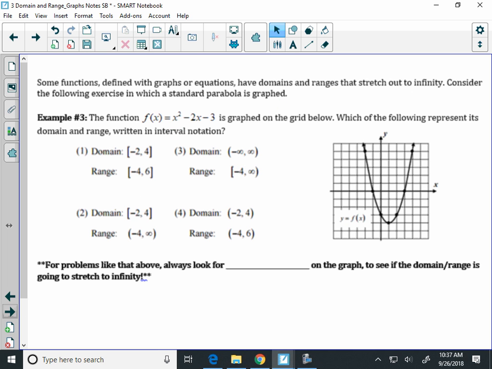Alright, let's look at the next one here. This is multiple choice. It says some functions have domains and ranges that stretch to infinity. Now it's hard to see on this graph, but there are actually arrows on the end of the graph. I would darken those in on your paper. Now when I have an arrow, that means your graph goes on forever and doesn't stop. So problems like this, you always want to look for the arrows on the graph.